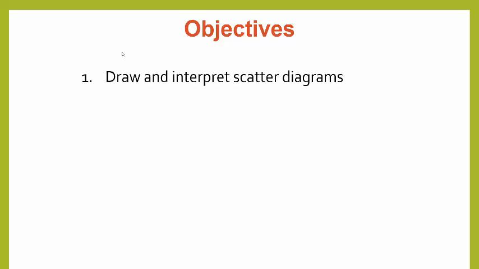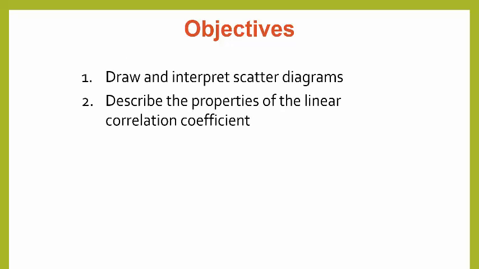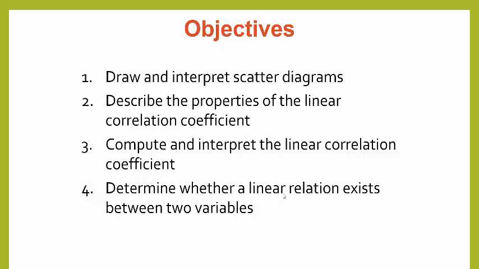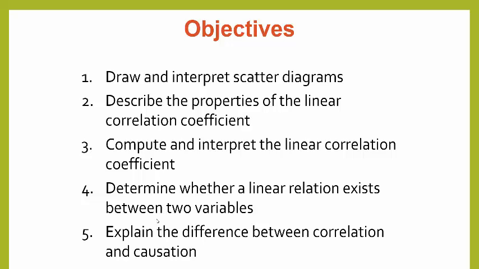Alright, so the objectives for the lesson today. I want to draw and interpret scatter diagrams. They're pretty easy. I want to describe the properties of what's called the linear correlation coefficient, so that's something new that we'll learn about in class. We'll compute and interpret the linear correlation coefficient, and we'll determine whether a linear relation exists between two variables. And then finally, I'm going to explain the difference between correlation and causation. And you guys might have heard the saying before, correlation does not always imply causation. And I'll give you some interesting examples of that.